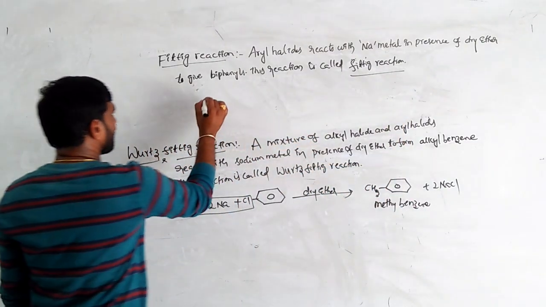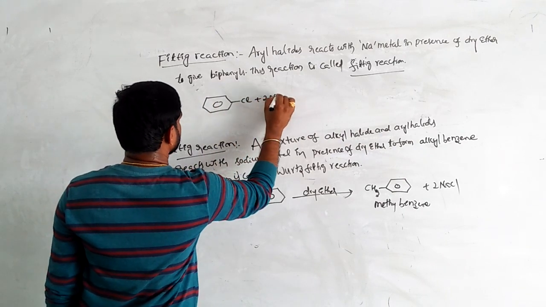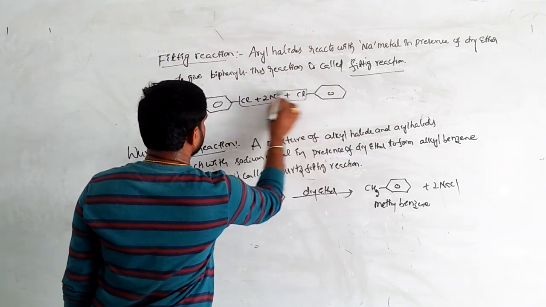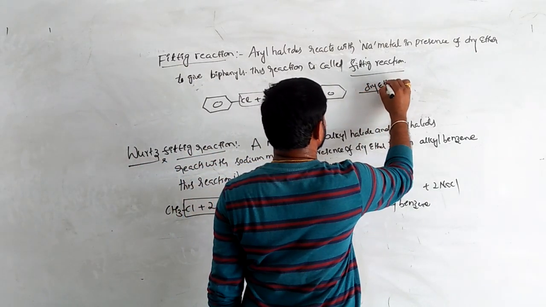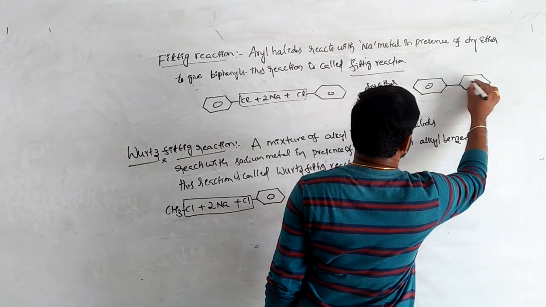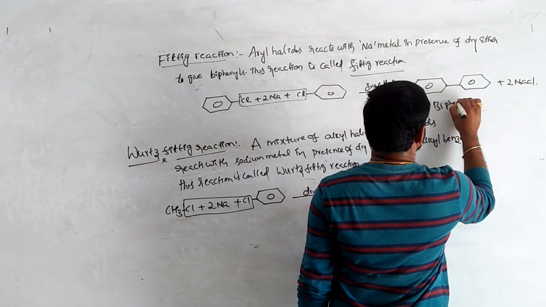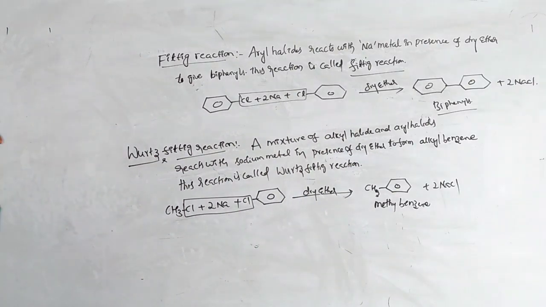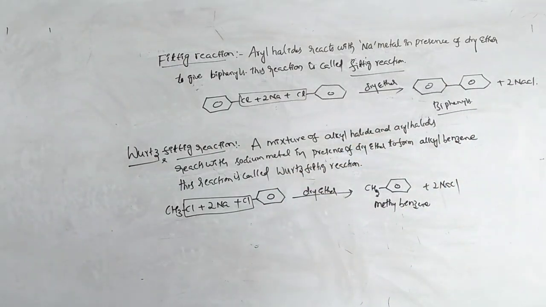Instead of one aryl halide, benzene attached to Cl and another mole of aryl halide, with 2 moles of Na in presence of dry ether, form biphenyl plus 2 moles of NaCl. This reaction is known as which reaction, students? Fittig reaction. Fittig reaction is the formation of biphenyls. Wurtz-Fittig reaction is the formation of methyl benzene.